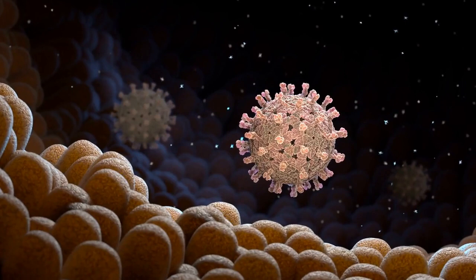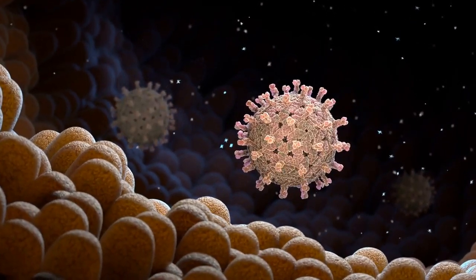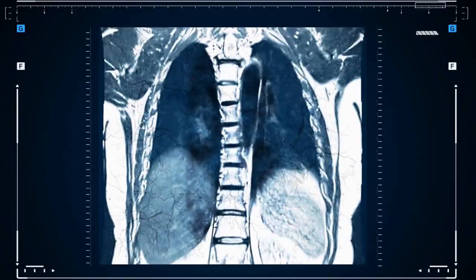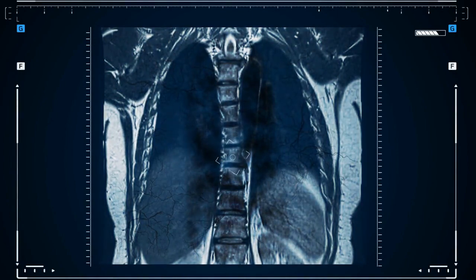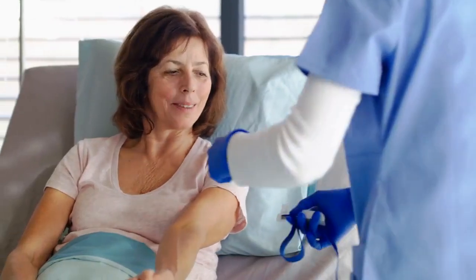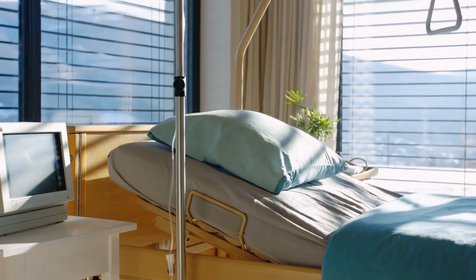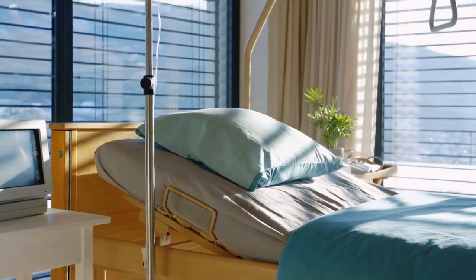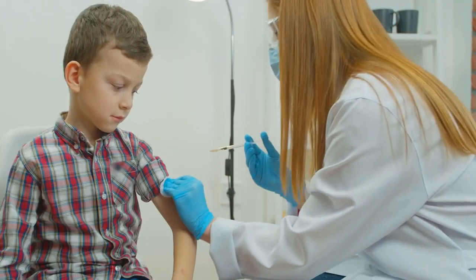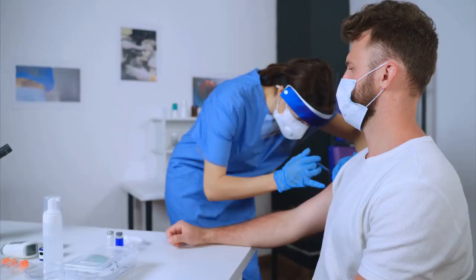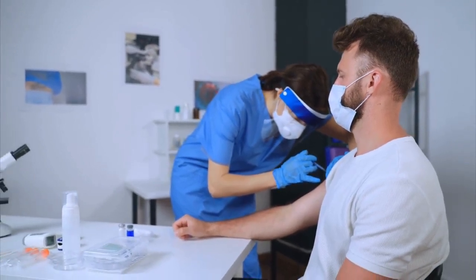The H3N2 virus can cause severe illness, particularly in elderly people, young children, and those with weakened immune systems. It can lead to complications such as pneumonia, bronchitis, sinus infections, and ear infections. In severe cases, hospitalization may be required. The H3N2 virus is particularly concerning because it can mutate rapidly, leading to new strains of the virus each year. This makes it difficult to develop effective vaccines and treatments. Annual flu vaccination is recommended to prevent H3N2 and other strains of influenza.